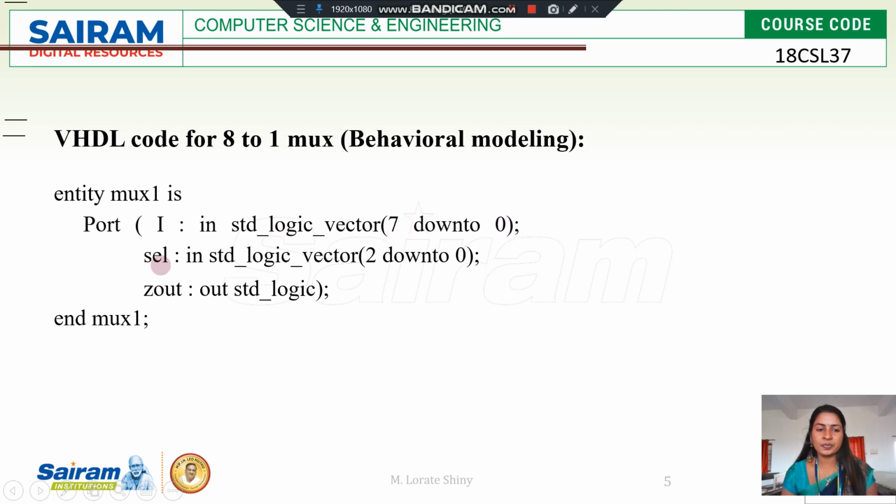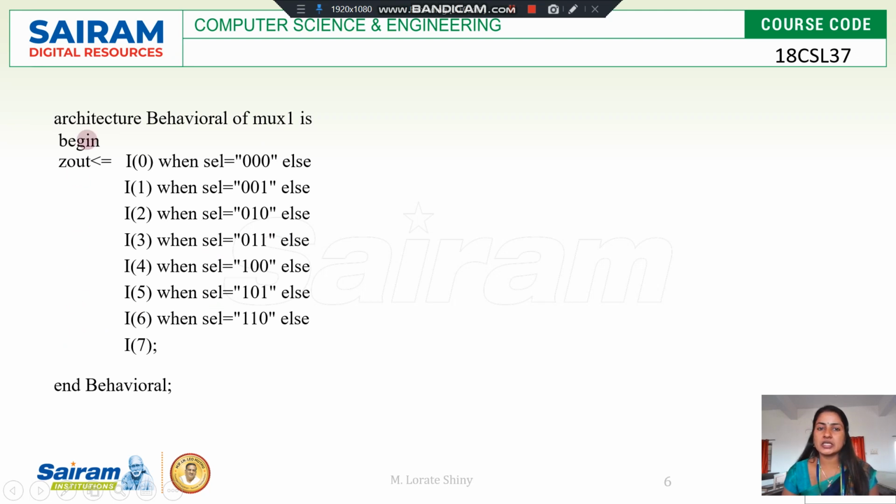Then we have select, with 3 inputs, select 0, select 1, select 2. So you have to write 2 downto 0. Then we have only one output, that is written as Z out. So these are std_logic_vector, and this is out std_logic. Then we are ending the entity body. Then architecture body, begin, Z out.